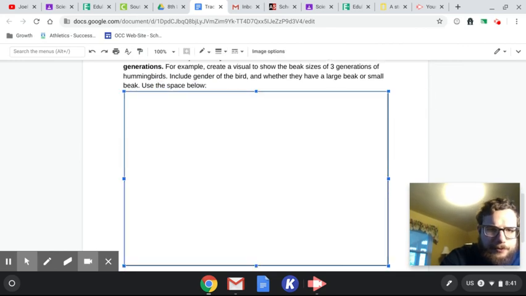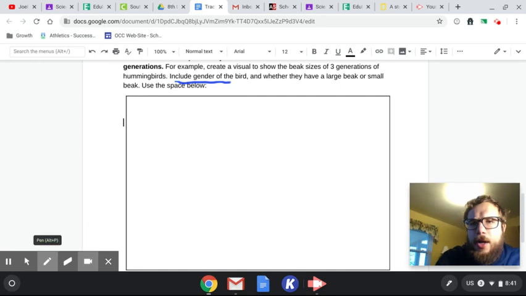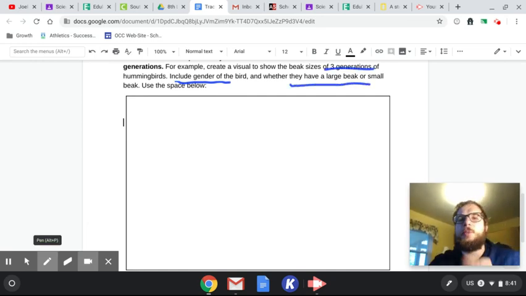So give me a better system than just doing Punnett square after Punnett square for tracking beak sizes of 3 generations of hummingbirds. Now, if you look right here, I want you to include gender of the bird, whether they have large beak or small beak. So 3 generations worth of offspring production, okay? I want you to come up with a way of visualizing this that's not just 3 different Punnett squares, okay?